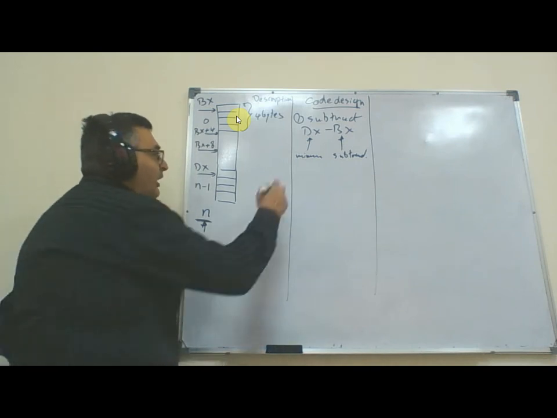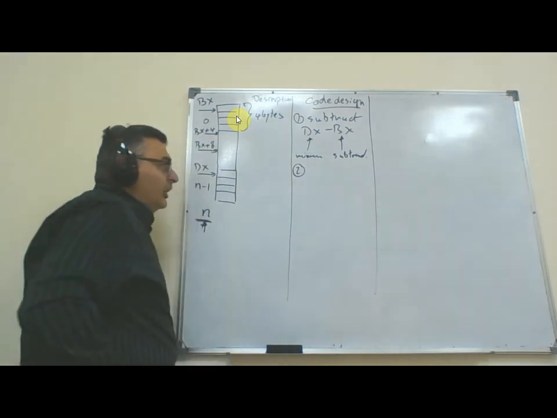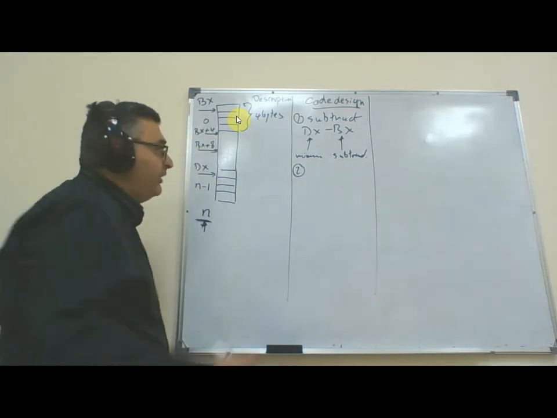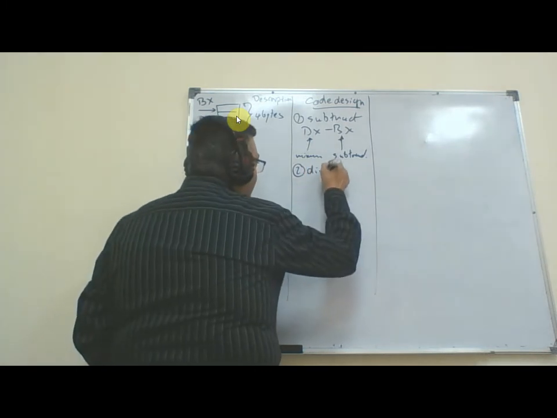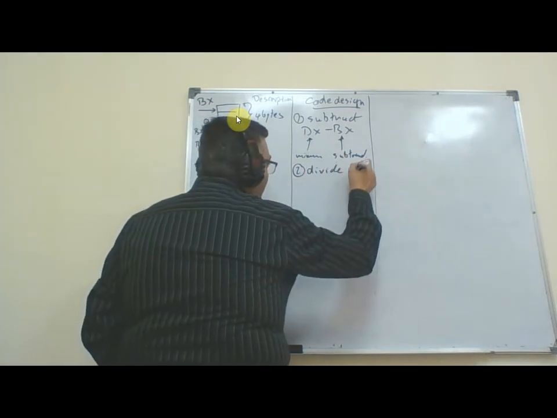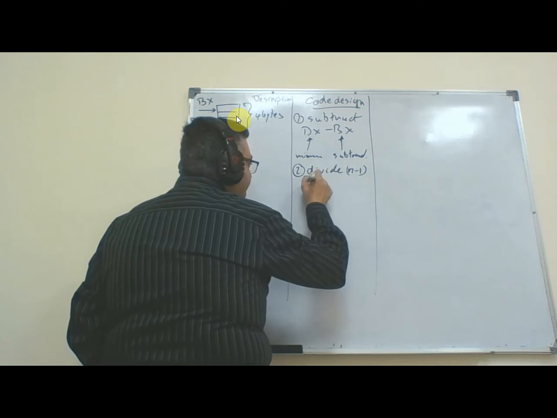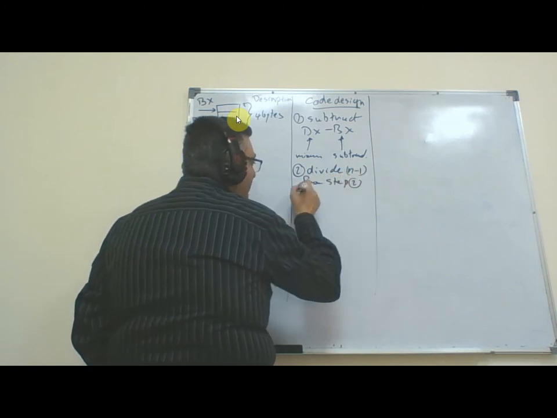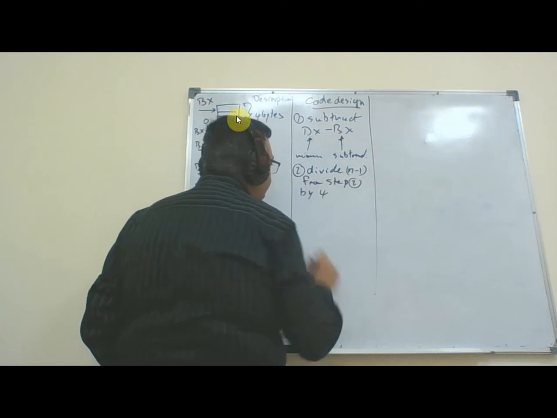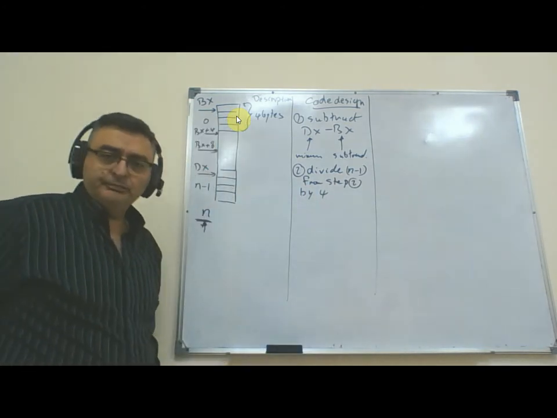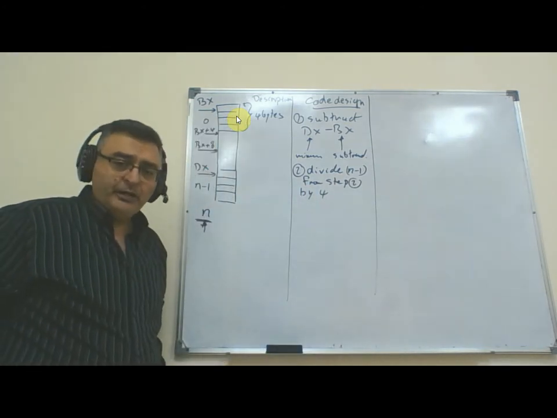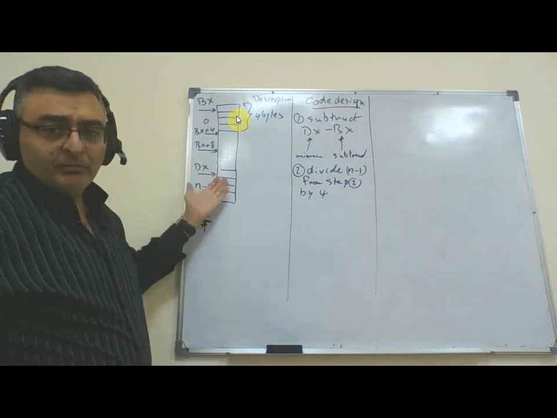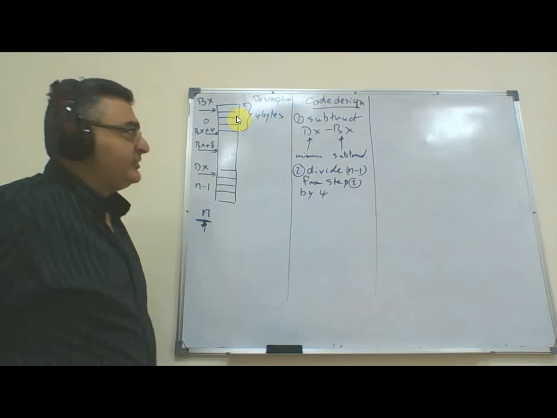Then, after this subtraction, in order to convert the number of bytes to the number of elements, I have to divide the n minus 1 from step 1 by 4. This will convert the number that we have from the number of bytes to the number of elements in the array.